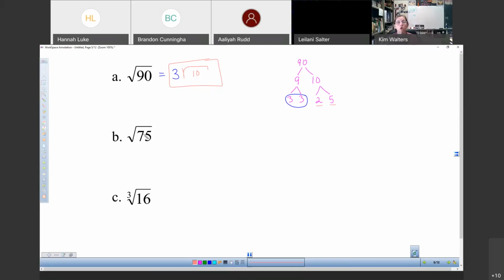Okay. So let's look at the square root of 75. Again, not a perfect square. So I am going to factor 75. Somebody tell me two numbers that multiply together to give me 75. I don't care what two numbers, as long as they multiply together to give me 75. Just two. Let me get some numbers going in the chat.